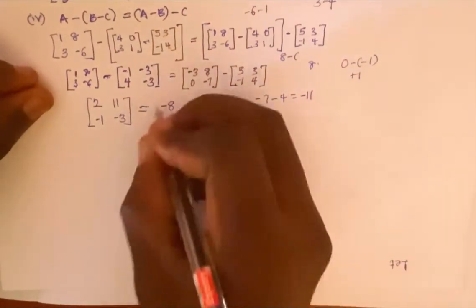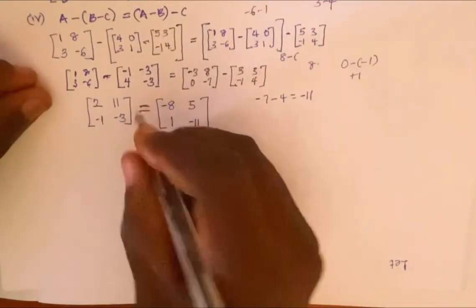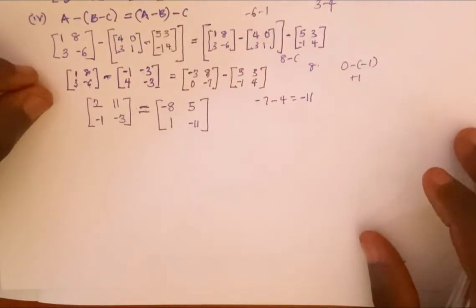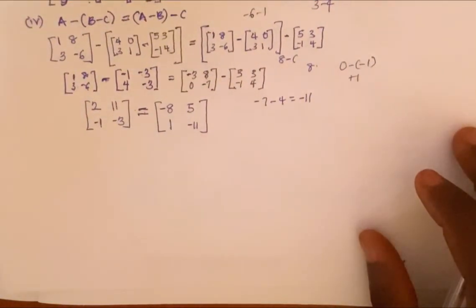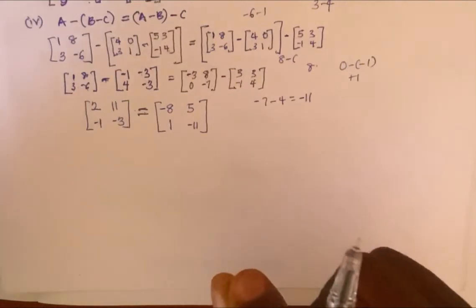So if you look at this, are they equal? No, they are not equal. It shows that the associative property and commutative property don't hold true for the subtraction of matrices. It doesn't hold true.